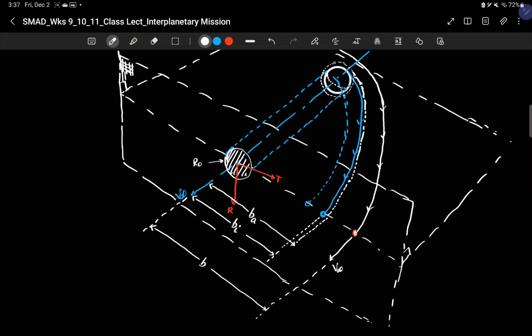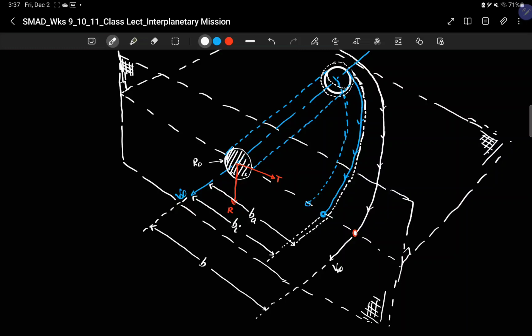We have BI, which is the semi-minor axis of the exact surface of the planet, and BA, which is the semi-minor axis corresponding to the atmospheric height. So the idea of a B plane: by solving this B plane, which, as we have seen, is orthogonal here, the orbit in a B plane becomes two-dimensional.